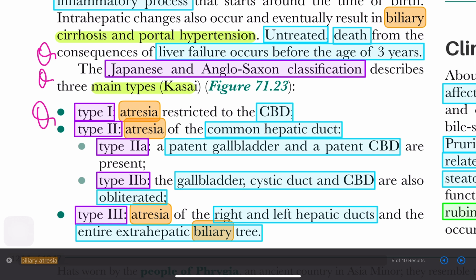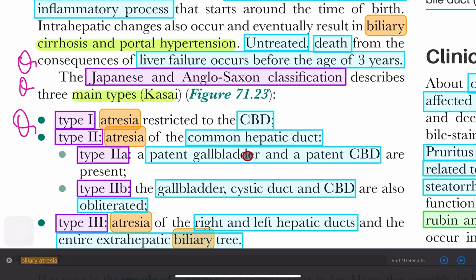In type 1 it is restricted to the CBD, in type 2 it is the common hepatic duct, and in type 3 it is the right and left hepatic duct with the entire extrahepatic biliary tree. In type 2 there is type 2A and 2B. In B, the gallbladder, cystic duct and CBD are also obliterated. In A, all these three structures will be present.